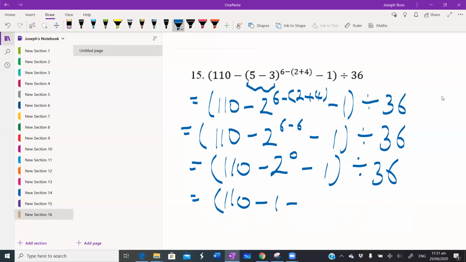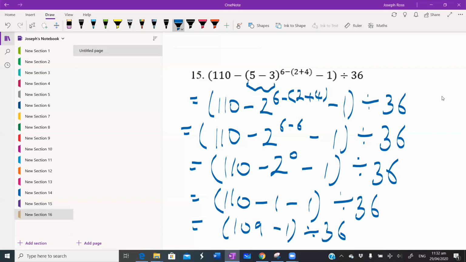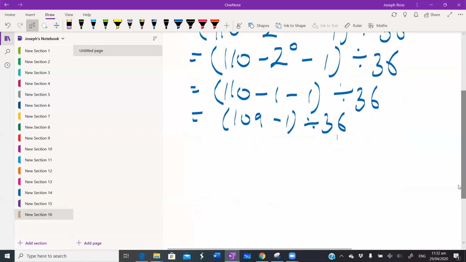110 minus 1 minus 1 divided by 36. Now we're still working out what's inside the brackets, but inside the brackets we've only got 2 subtractions, so we're working left to right. 110 minus 1 is 109, minus 1 divided by 36, and 109 minus 1 is 108, divided by 36, which gives you 3.